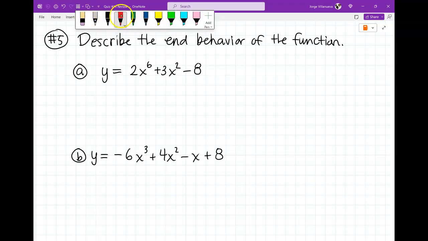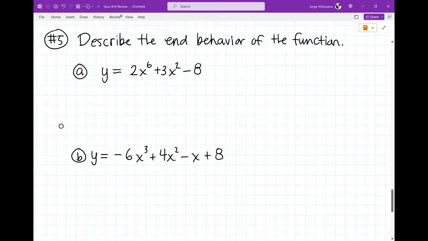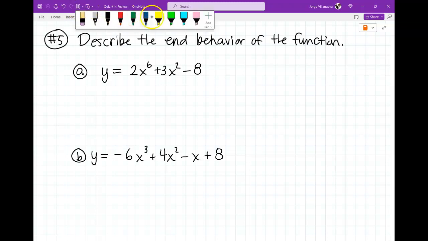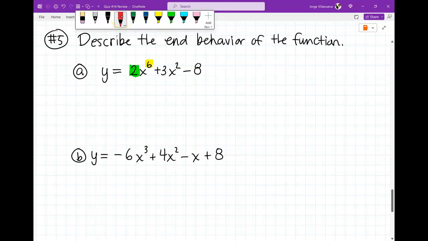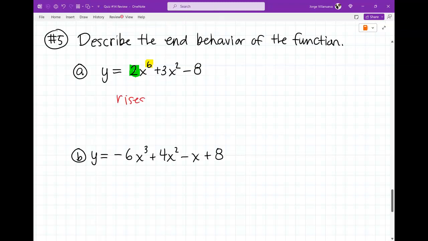All right. So for part A, when we say describe the end behavior of that function, we can see that we have the degree of 6. So that's an even degree. So I'm going to highlight it. So here's my degree. And then after you notice your degree is even, you're supposed to look at the number in the front, which is positive. So what do we get if it's an even degree that's positive? Yeah, it's up, up, right? Up, up. So rises to the left, rises to the right.